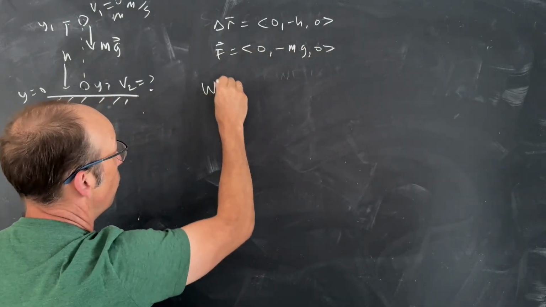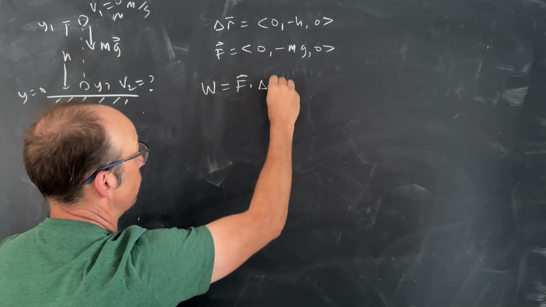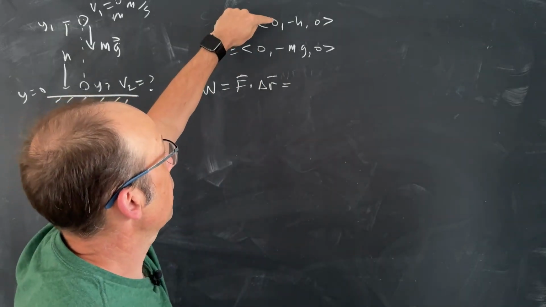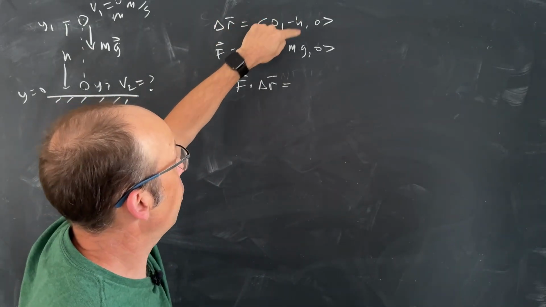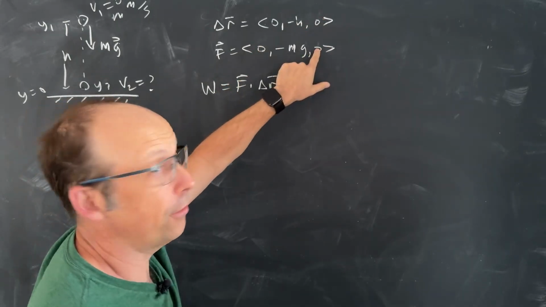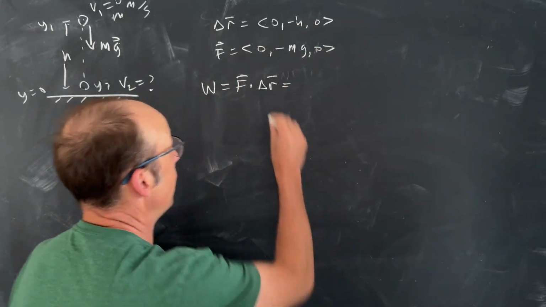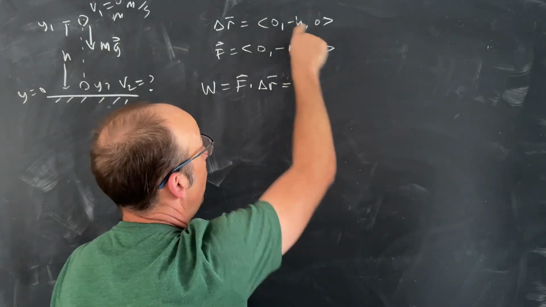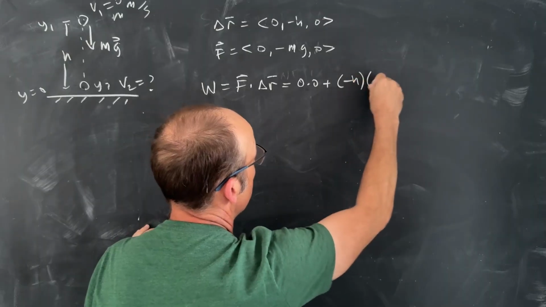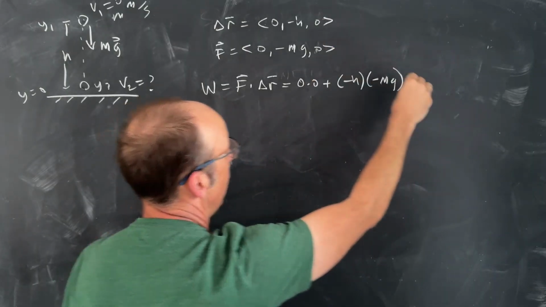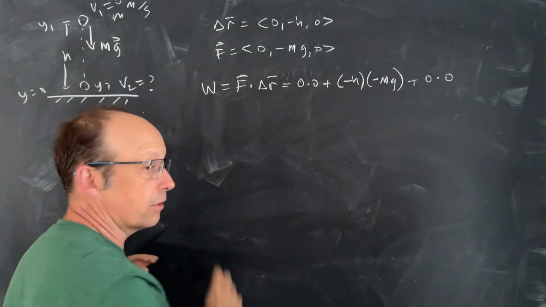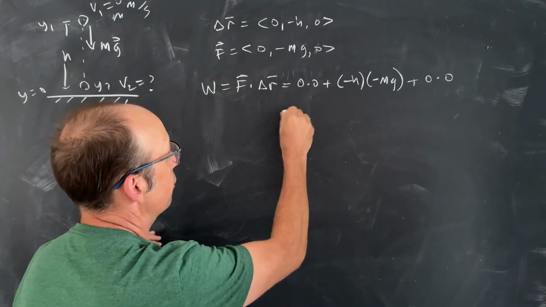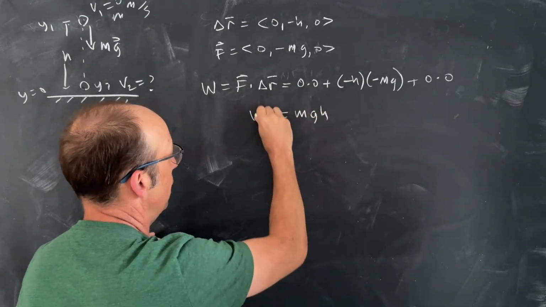So let's go ahead and calculate the work. That's going to be F dot delta R. In case you don't remember, we take the x components and multiply them together, the y components and multiply them together, and the z components and multiply them together, and then we add all those up. Let's write that out explicitly. Here I have 0 times 0, that's not a dot because these are scalars, that's a times. Plus negative h times negative mg, plus 0 times 0. Negative h times negative mg is mgh, and that's my work.